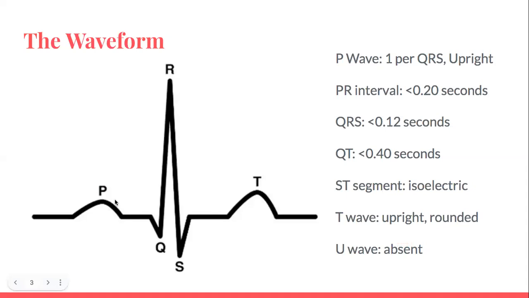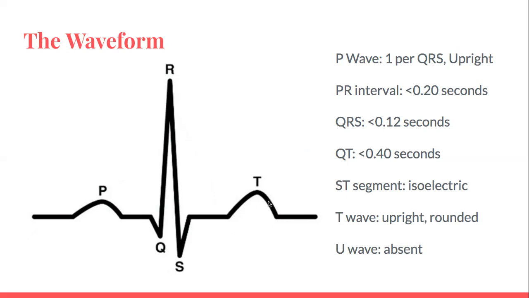So when we're looking at our EKG, we're looking for a couple of things. Do we have one P wave for every QRS? Is our PR interval, so the start of P to R, less than 0.2 seconds? Is our Q to our S, or our QRS complex, less than 0.12 seconds? Is our QT interval, so from the start of Q to the end of T, less than 0.4 seconds? We look at our ST segment, which is this line right here, and we're looking to see if that's isoelectric or if it's elevated or depressed.